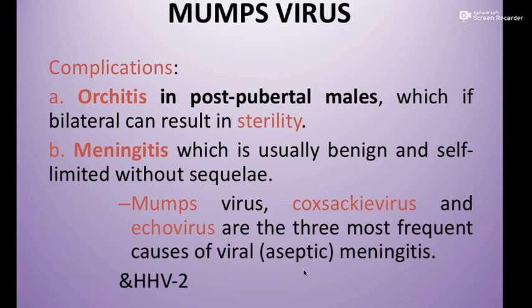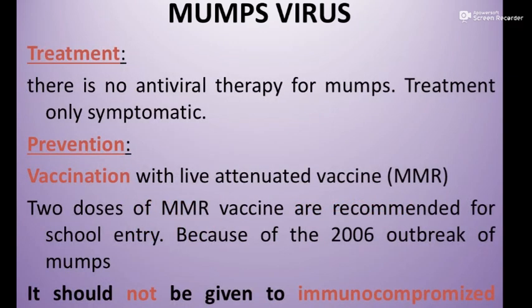Four common viruses cause aseptic meningitis: Eco, mumps, Coxsackie and HHV2. Treatment: there is no antiviral, so only prevention. Prevention is the vaccine, which we will discuss at the end of this lecture, because it is the same vaccine for three viruses, a combination. It is a live attenuated vaccine, it must be live, called MMR: measles, mumps, rubella.